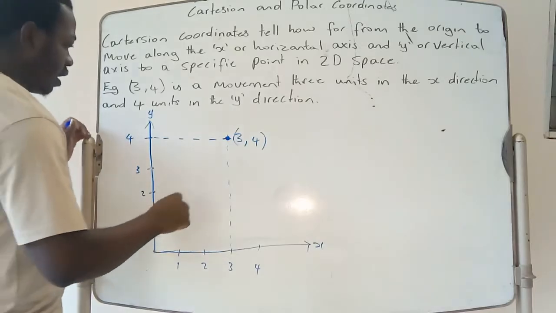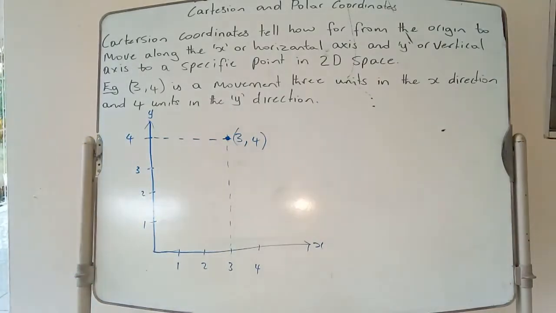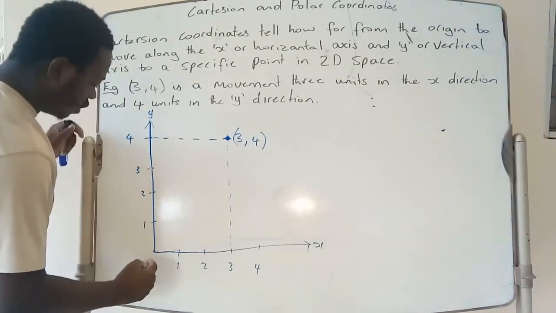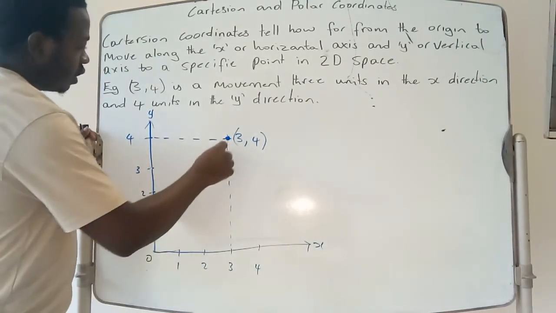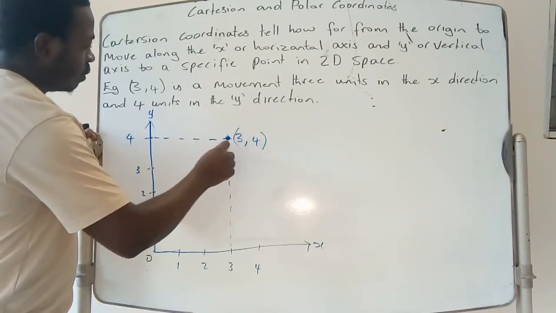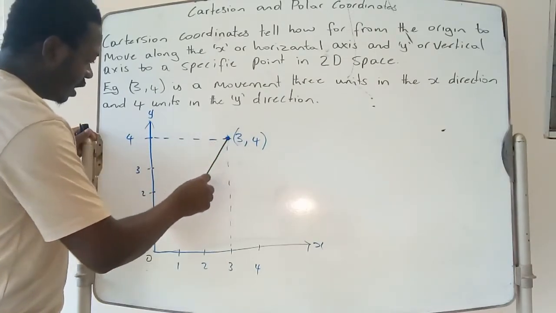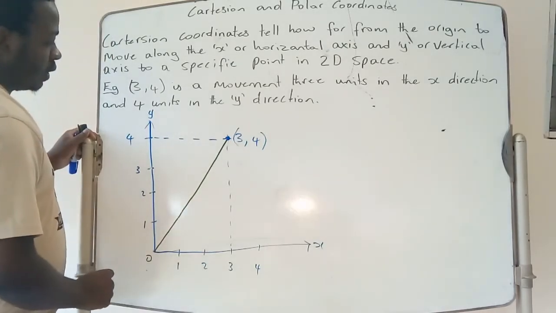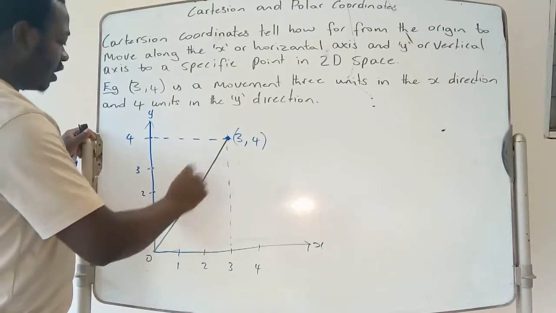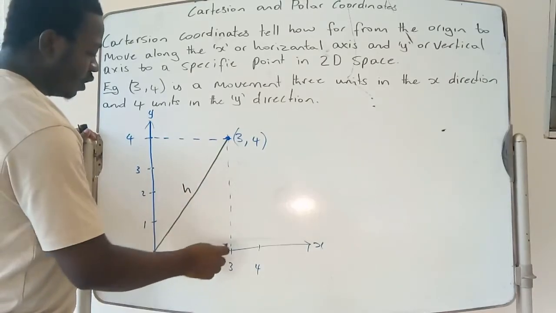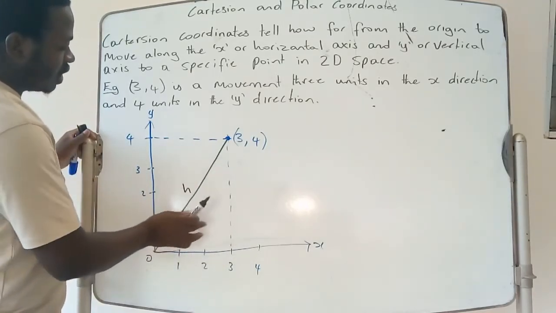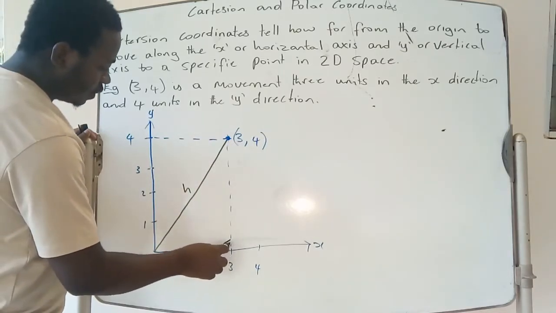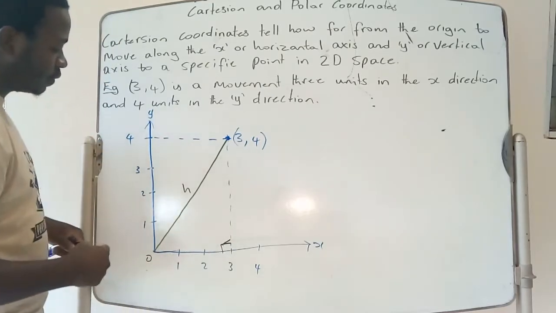So let's draw a line connecting. Let's draw a line from the origin, which is (0, 0) here, connecting this point, which is (3, 4). So we have a straight line from the origin. Right? Let's call this line here H. So as you can see, this line creates a right angle triangle, right?